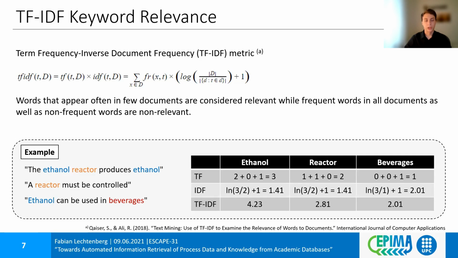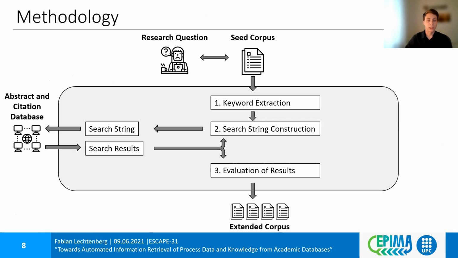The term frequency, inverse document frequency, or short TF-IDF, is an established metric to determine the relevance of a keyword to a document. It can be formally calculated as shown here, and in brief, it considers that words that appear often in few documents are considered relevant, while frequent words in all documents and non-frequent words are non-relevant. Calculating this value for every word in our documents allows us to construct a ranked list of keywords with associated relevance values. So for the first step, we have used the TF-IDF method.